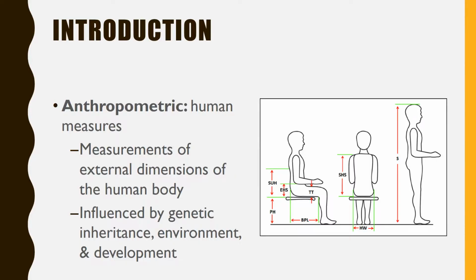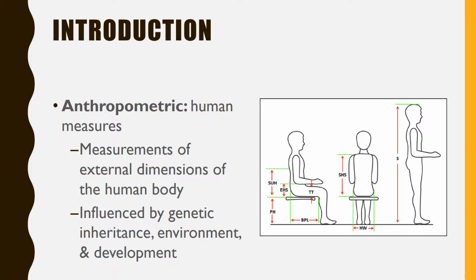Before we get into the growth aspect of human variation, I wanted to begin by talking briefly about some of the other quantitative traits that vary among individuals and among populations. These traits are referred to as anthropometric traits. The term anthropometric literally means human measures, but it refers to the measurements of external dimensions of the human body.